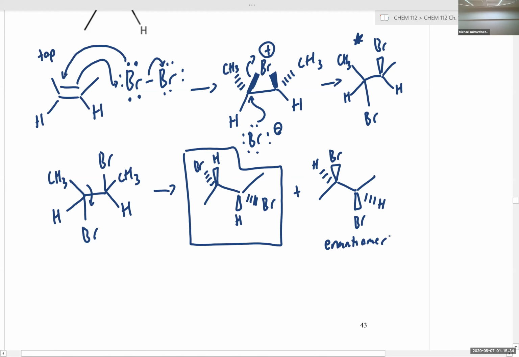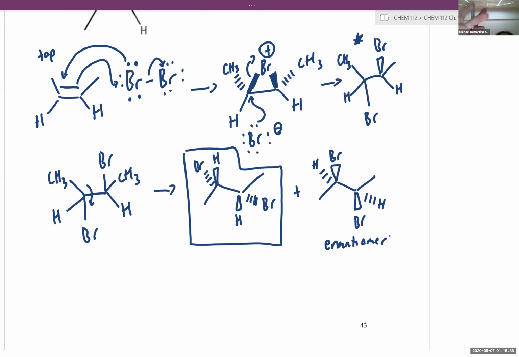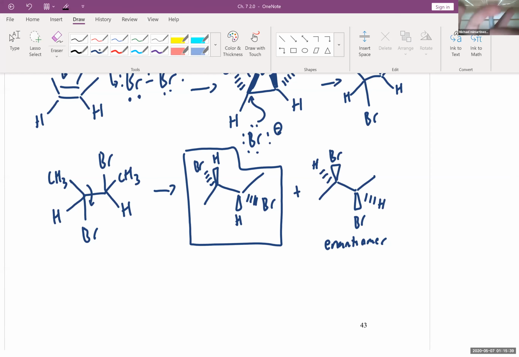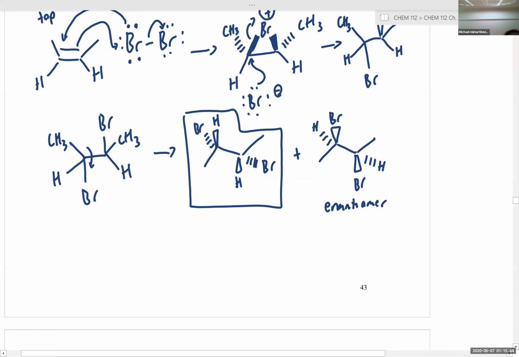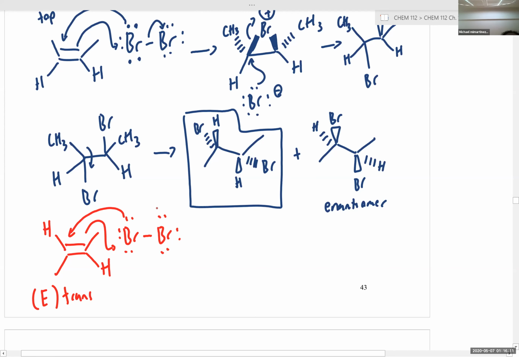Okay, so let's look at what happens when we change our olefin geometry. What happens if our alkene geometry is different? So let's look at the trans, our trans olefin, or the E olefin, and see what happens. Just like before, bromine is going to react with our alkene in order to generate the bromonium intermediate.